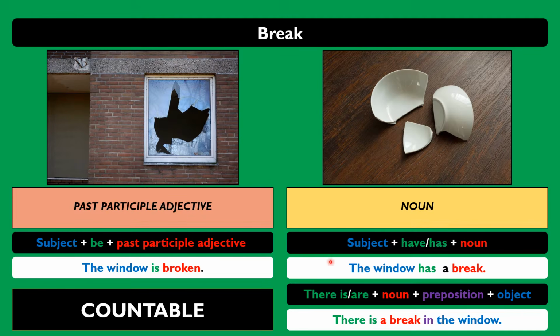Also, we can describe the problem using nouns. For that, you need a subject, have or has, and the noun. For example, the window has a break. Another form is using there is or there are. So you need there is or there are plus a noun plus a preposition plus an object. For example, there is a break in the window. In this case, break, the noun, is countable.